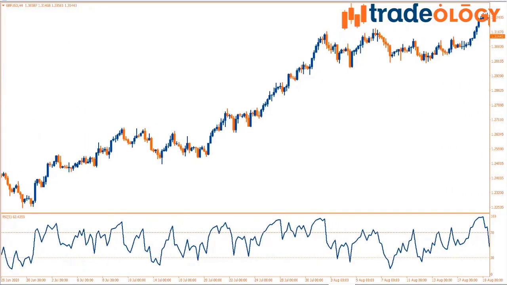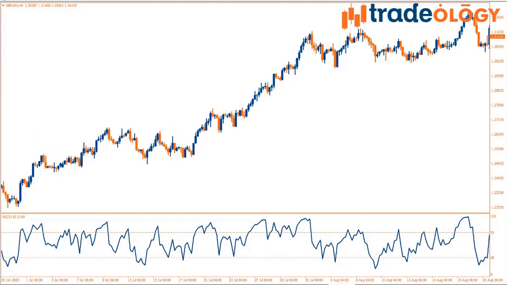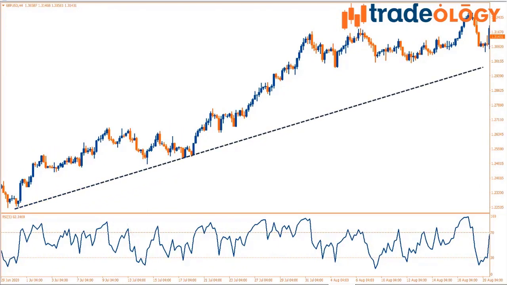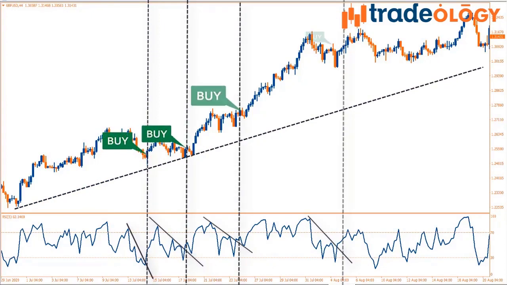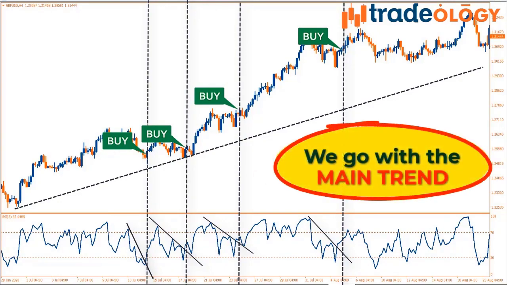Instead, we take a more conservative approach. When we identify an uptrend, we search for RSI trendline breakout signals that indicate buying opportunities. We have no interest in RSI signals suggesting short trades. We prefer to go with the main trend.